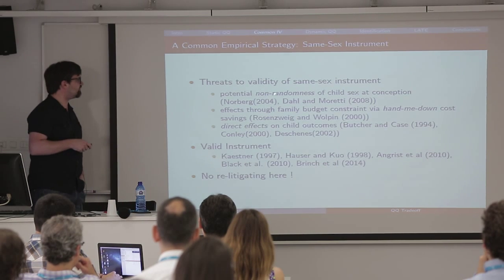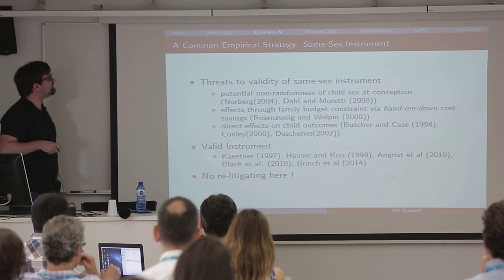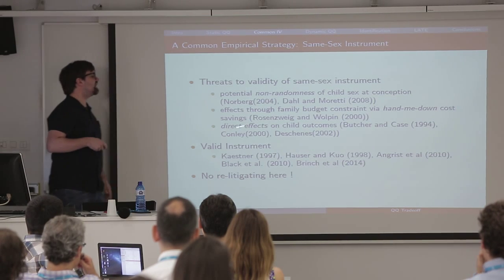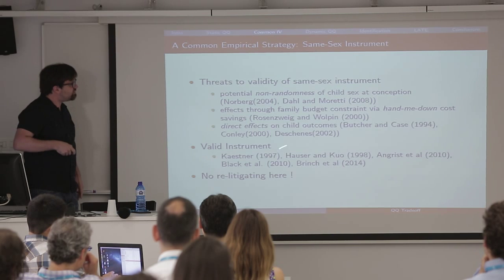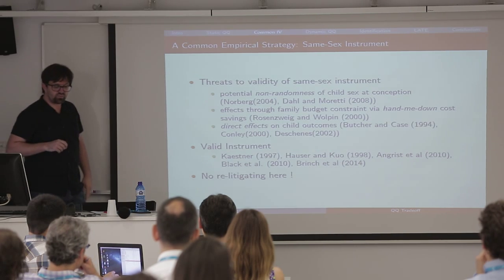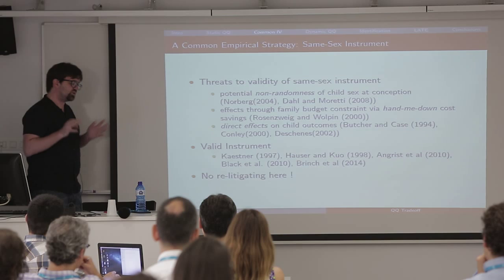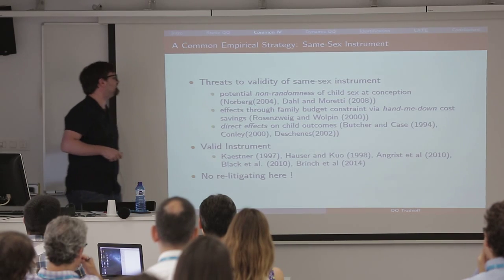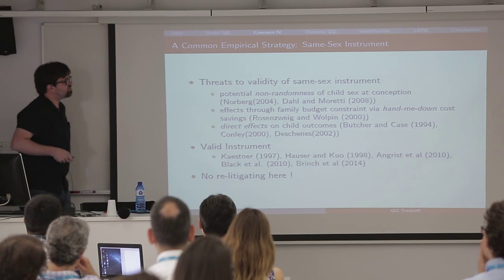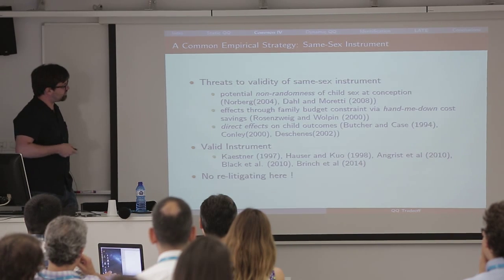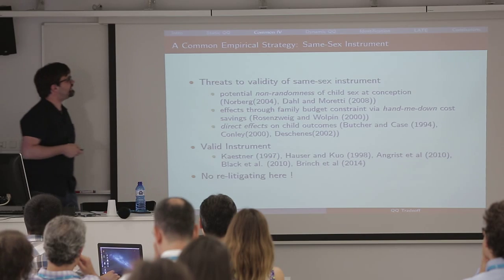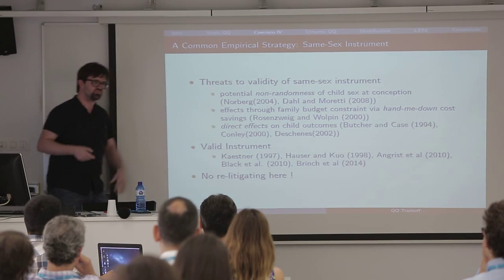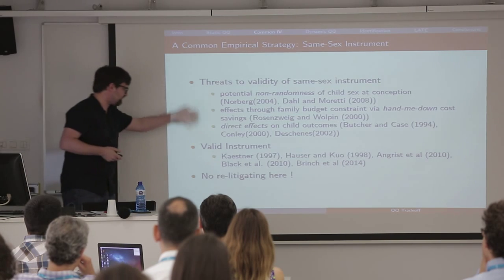There are some potential problems: non-randomness of child sex at conception, hand-me-down cost savings, direct effects on child outcomes. But people have tried, you can never fully test this, but have done things to check the validity of the instrument, and it seems to survive most of the tests. So since people keep using it, we thought it's a good idea to take a look. We are not going to relitigate all these issues. I'm sure many of you, if not all, have already seen this.